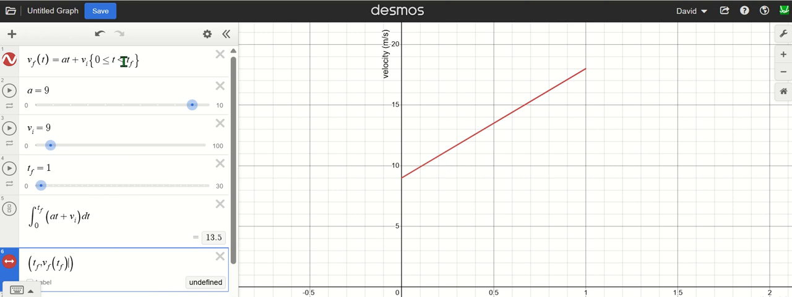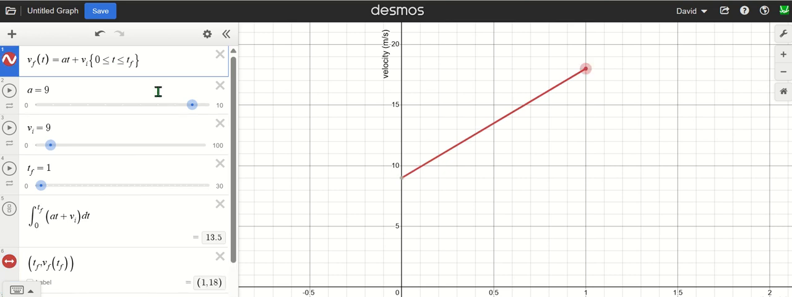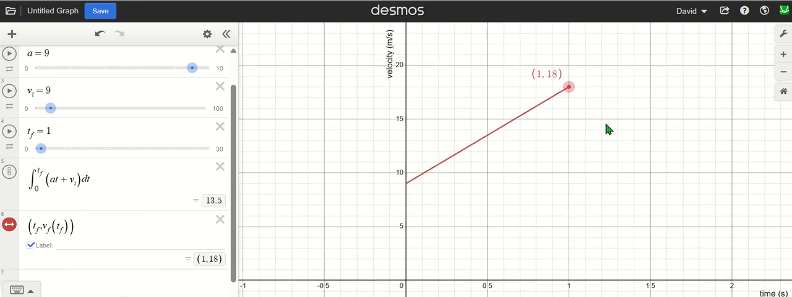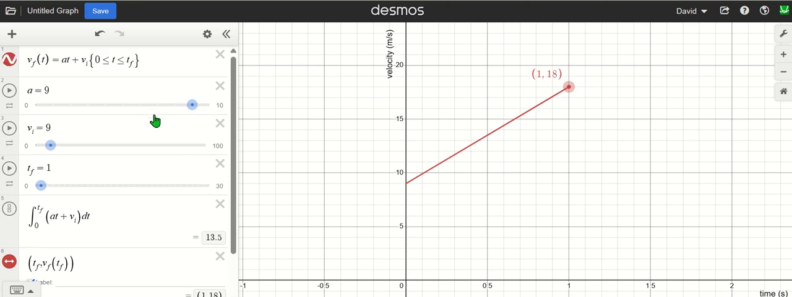And I want to make sure that this is selected where I have the less than or equal to. And now what I want to do is I want to label it, and that'll show me what my final velocity is at all times. And now what you can do is you can use this model to solve for all kinds of those motion equations that you guys will be dealing with in this class.